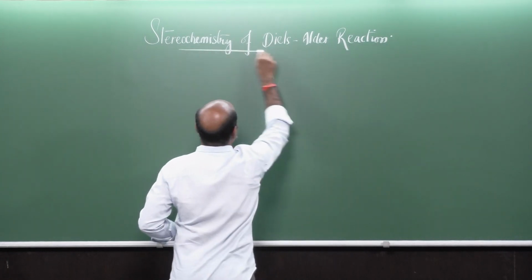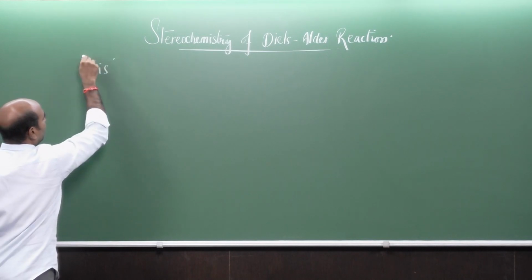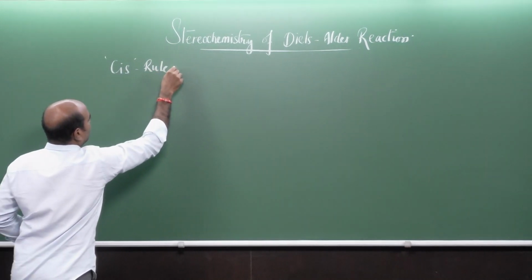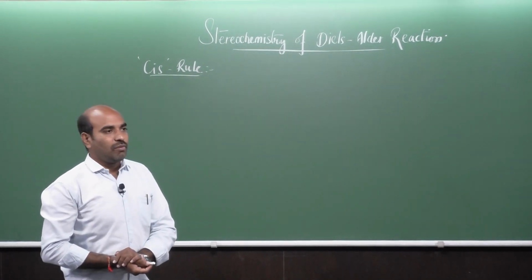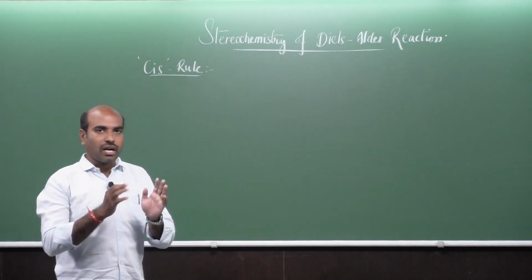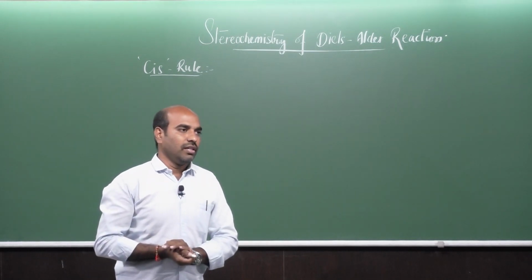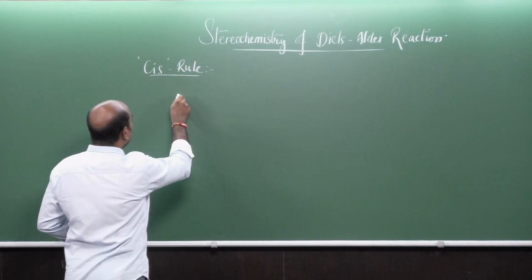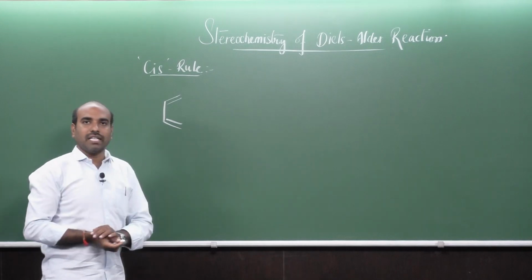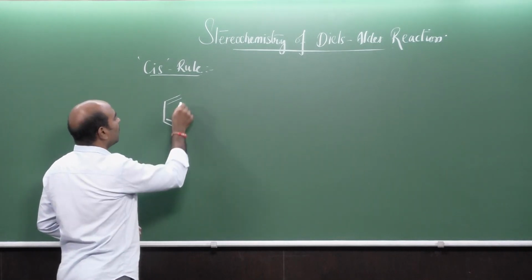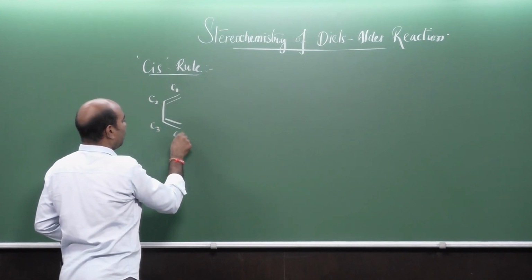So, stereochemistry of the Diels-Alder reaction, and now we will be discussing the cis rule proposed and developed by Alder and Stein, right? What is the cis rule? We will deal with the diene separately and then with the dienophile separately. See, any simple diene is nothing but 1,3-butadiene, where the sigma bonds are generated at the C1 and C4 carbon atoms. This is C1, C2, C3 and C4.